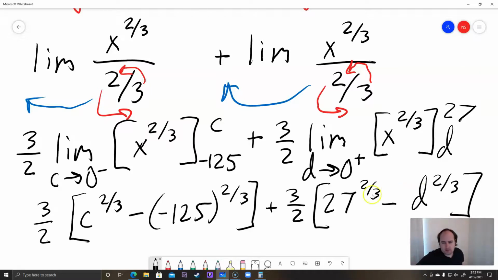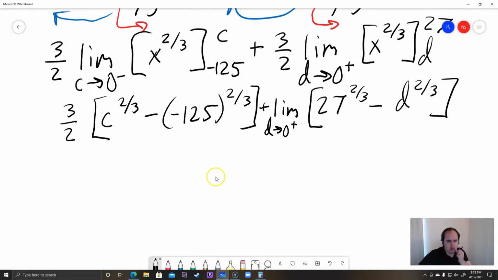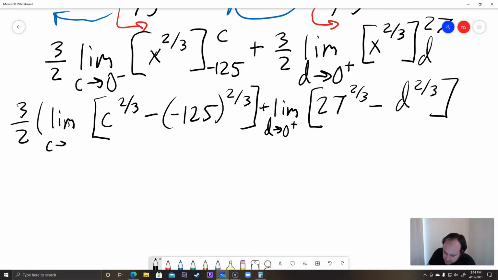Okay, and I forgot to write my limits, so let me write it. Let me actually factor out these 3/2. And I'm going to go ahead and write this as a limit. So limit as d approaches 0 from the right. I think I'm going to have to zoom out. This is getting pretty crowded. Okay, and then I factored out a 3/2 from the whole thing. And this one over here is limit as c approaches 0 from the left.